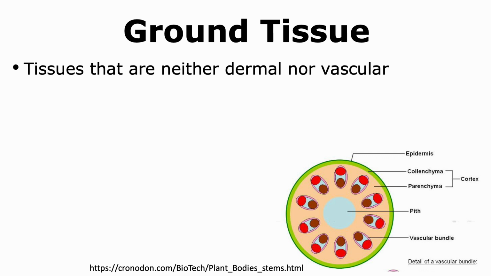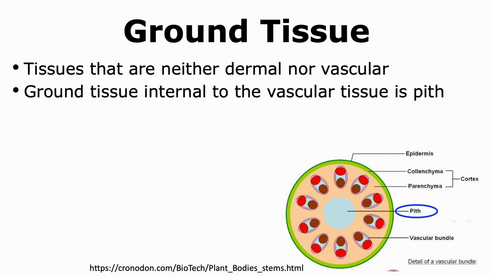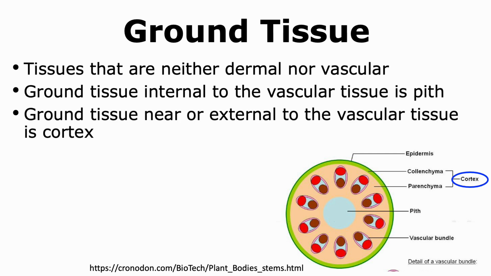Ground tissues are tissues that are neither dermal nor vascular. The ground tissue normally surrounds the dermal tissue and the vascular tissue. Ground tissue that is found internal to the vascular tissue is called pith, while the ground tissue that is near or external to the vascular tissue is referred to as the cortex.